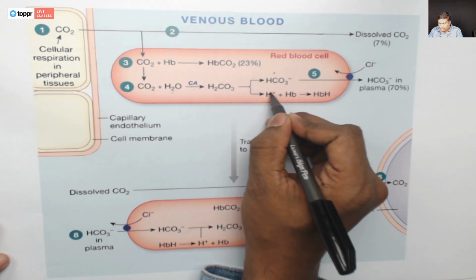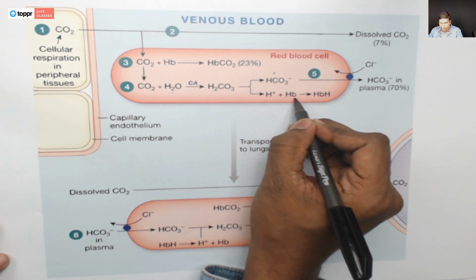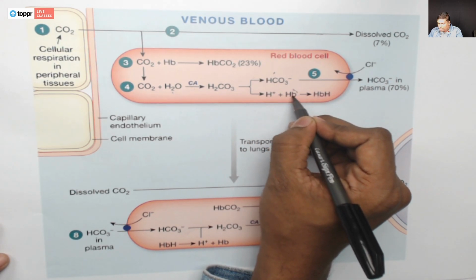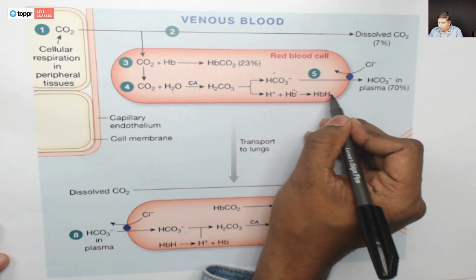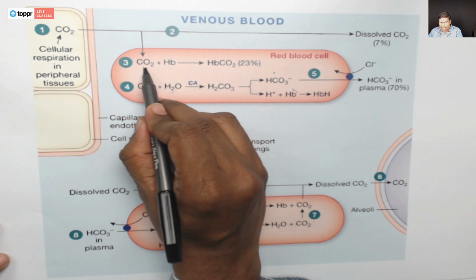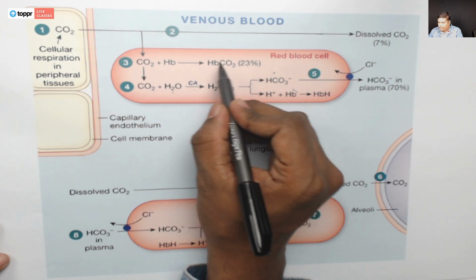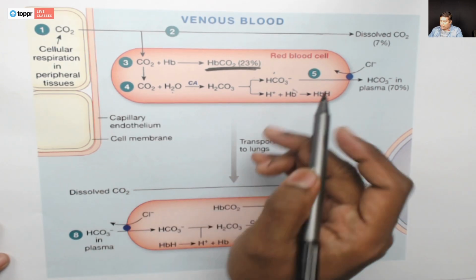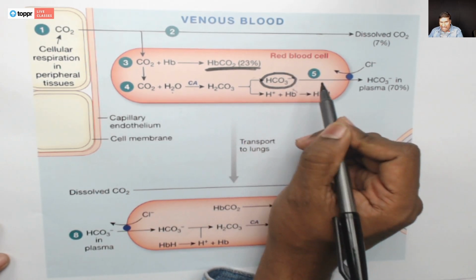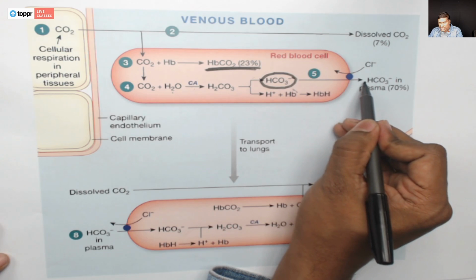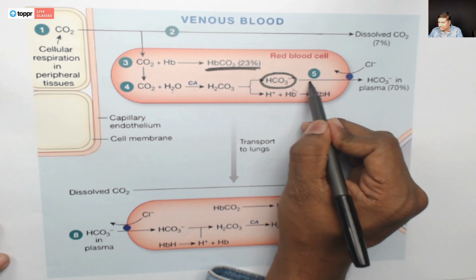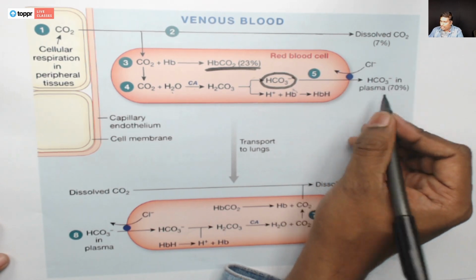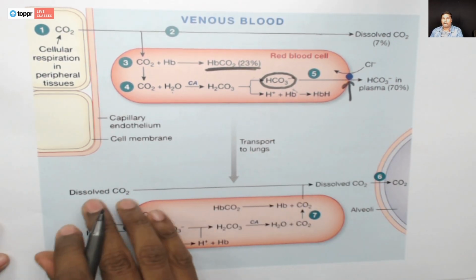Now this proton will bind to the hemoglobin. Binding of the proton to the hemoglobin causes a conformational change in the hemoglobin, which now binds carbon dioxide. This becomes carboxyhemoglobin. Now what is happening to the bicarbonate ion? The bicarbonate ion is being exchanged with the chloride ion. So the RBCs are pushing out the bicarbonate ion and taking in the chloride ion. This part is what we call the chloride shift.